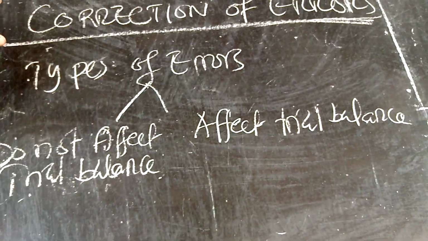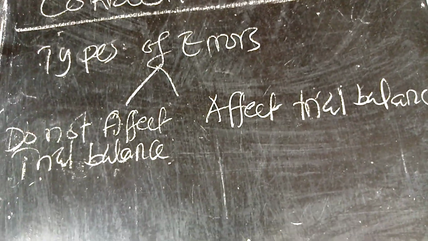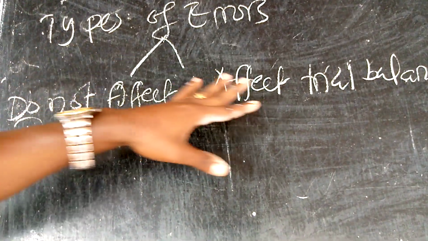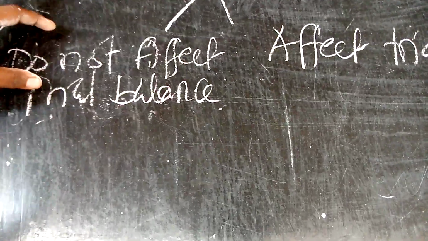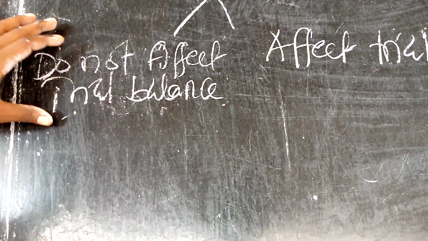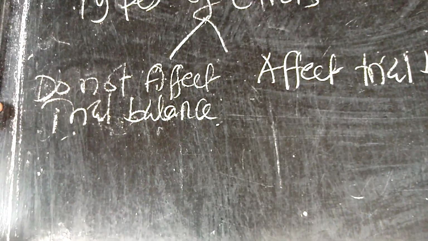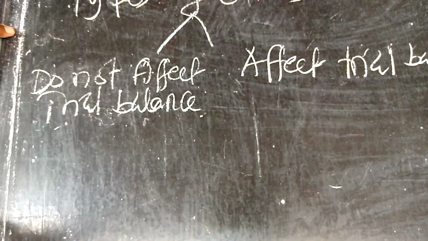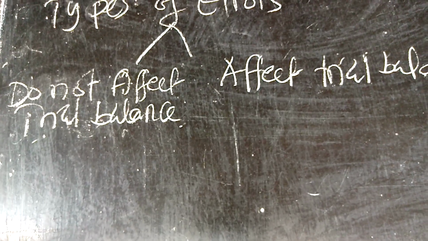So under this topic, we have categorized errors into two kinds. We have those errors which do affect the trial balance and those which do not affect the trial balance. When we say do not affect the trial balance, it means there are some errors that may happen, but at the end of the day the trial balance will still balance, as we know that the trial balance checks the arithmetic accuracy of the transaction records that you have recorded in the books.